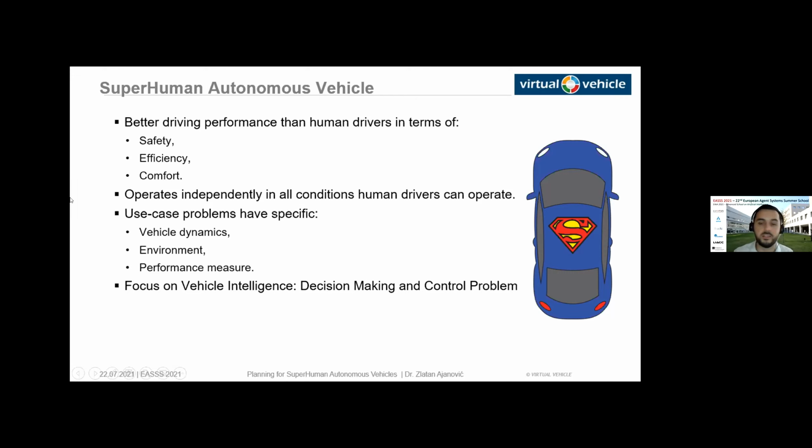And it should also operate independently, so autonomous, in all conditions human drivers can operate. This is a very challenging task, defined this generally, but I will tackle some specific use cases, as mentioned in the introduction. For all of these use cases we will have different levels of vehicle dynamics fidelity, different environments, and performance measures. As we said in the introduction, the focus is on vehicle intelligence, so on the decision making and control problem, more specifically sequential decision making and planning algorithms which solve this problem.